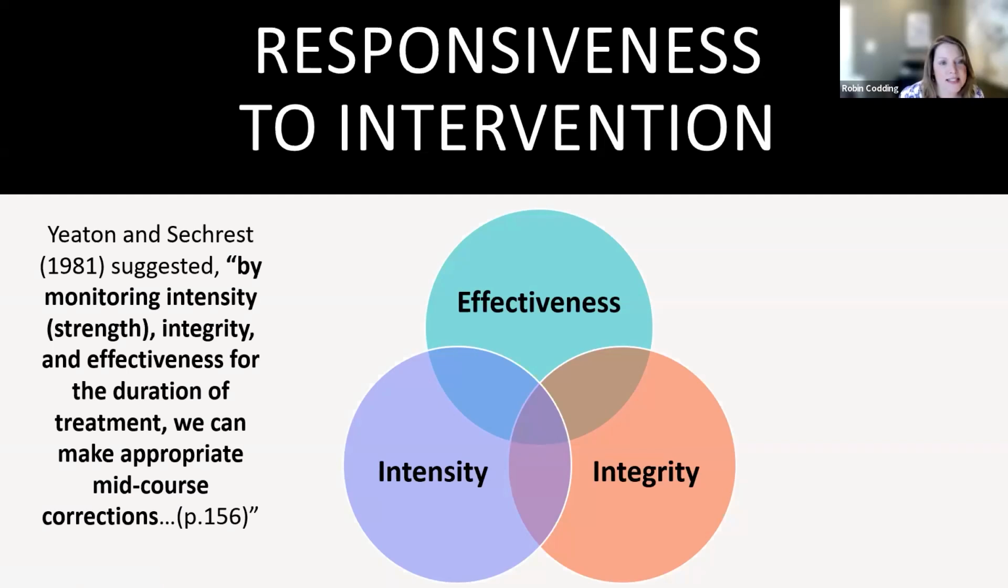Yeaton and Seacrest in 1981 suggested that by monitoring intensity, sometimes I refer to that as strength, integrity, and effectiveness for the duration of treatment, we can make appropriate mid-course corrections. And that's really what we're talking about with this group of students who is in need of something different than what we've previously identified. We're going to walk completely through that today. So student responsiveness to any intervention is predicated on a 3-legged stool. Effectiveness is impacted by the integrity with which the intervention is implemented and the intensity of that intervention.